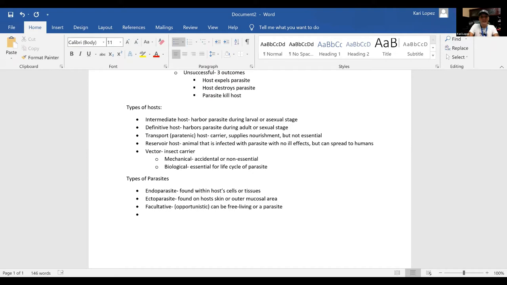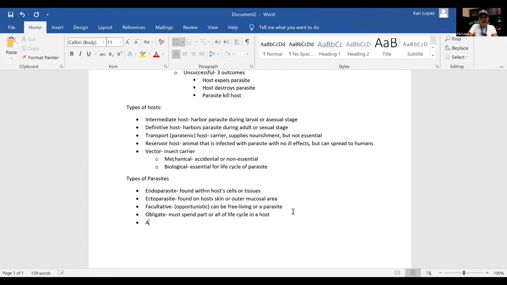Whereas obligate, they are obligated to be in a host. Must spend part or all of life cycle in a host. So which one's more restricted, facultative or obligate? Obligate. Yes.